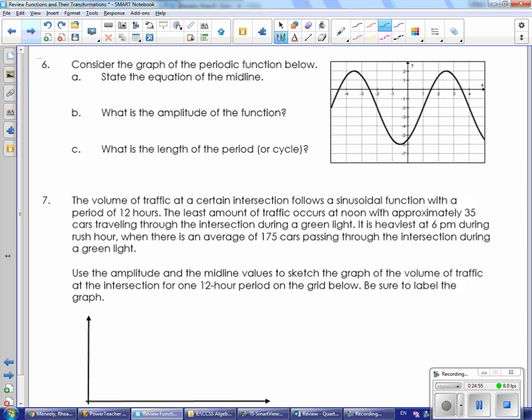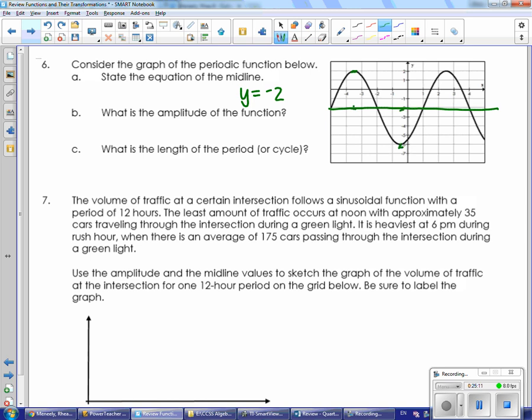So I'm just going to try to figure out where that is. It looks like it's about right here. And so that makes my midline y equals -2. And then my amplitude, that's just the distance from my max to my midline or my min to my midline.